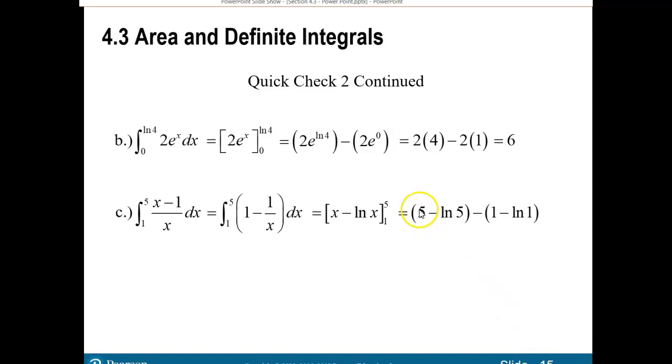So if I plug in 5, we get 5 minus natural log of 5, minus 1 minus natural log of 1. Natural log of 1 is 0. So that's 5 minus natural log of 5, minus 1 minus 0. So the 5 minus the 1 is 4 minus natural log of 5, which approximates to about 2.39.